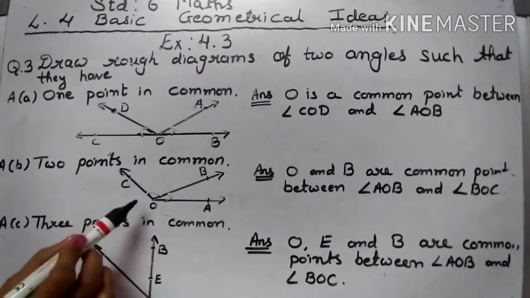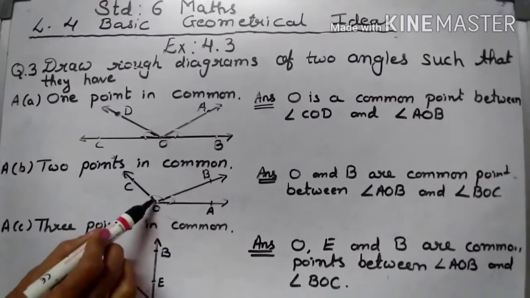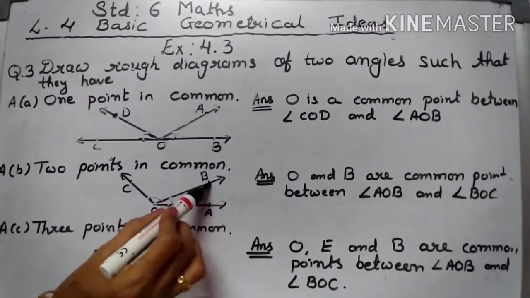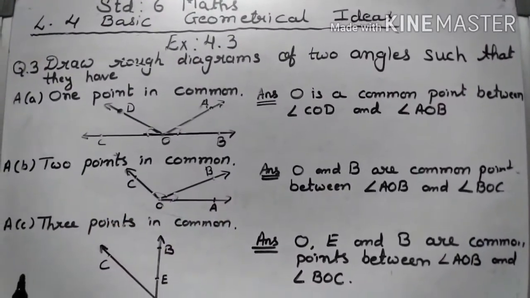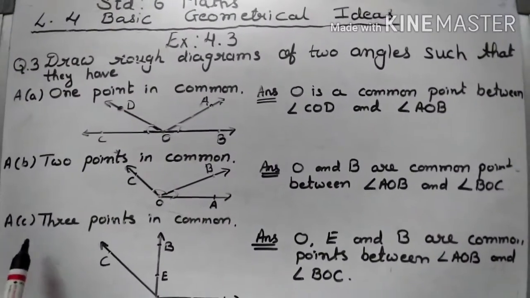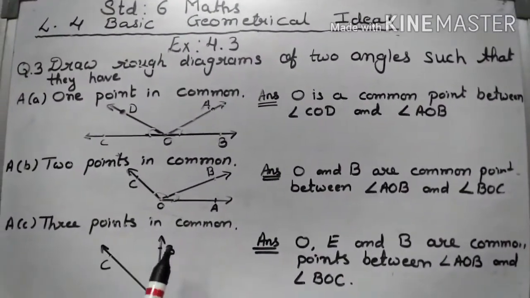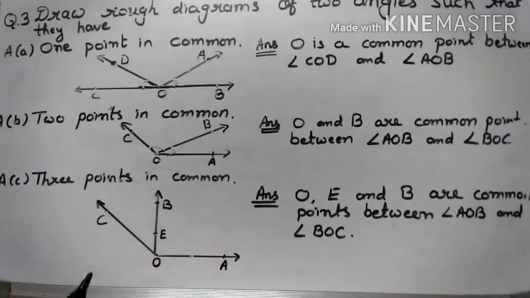Which are the two common points? Here O is one common point and B is the other common point of these two angles. Now let's move to our C, 3 points in common. Here also you have to draw two angles.